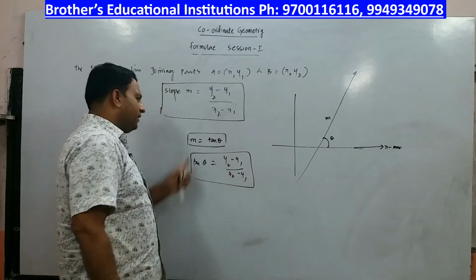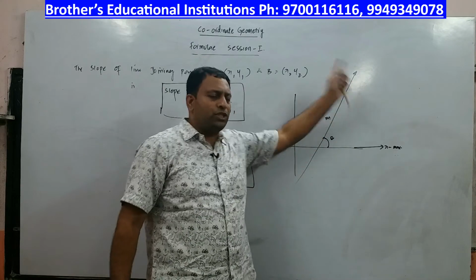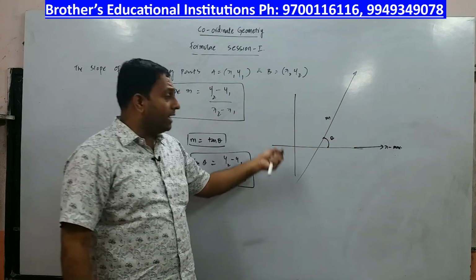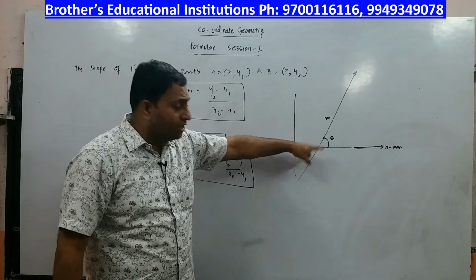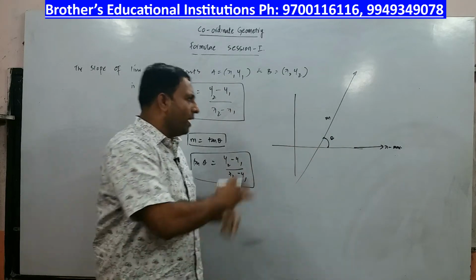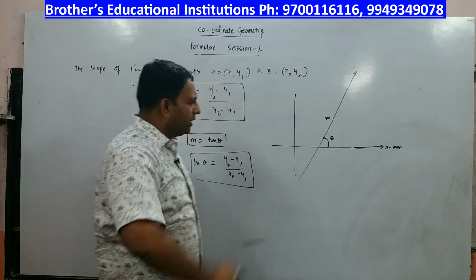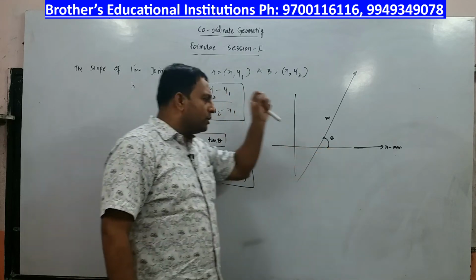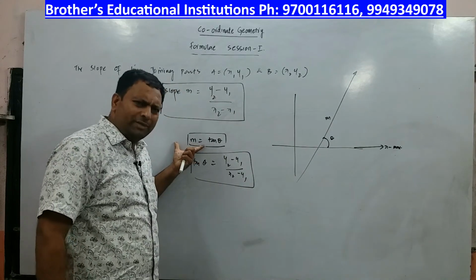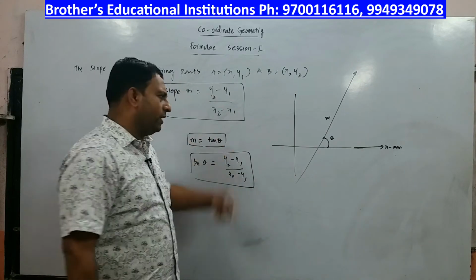I will say if m is the slope of a line which is inclined at an angle theta with the positive x-axis. Now that is very important. This inclination should be with the positive x-axis. Now what happens if it is not the positive x-axis? Let me explain to you. If the inclination is with the positive x-axis, then slope is given by the formula m is equal to tan theta. Tan, you all know what it is.